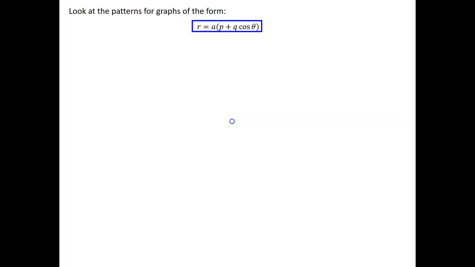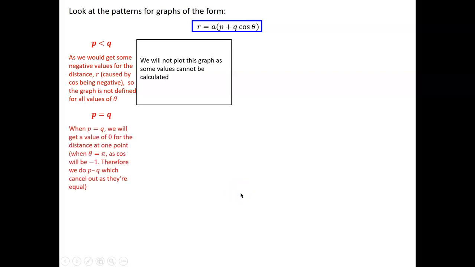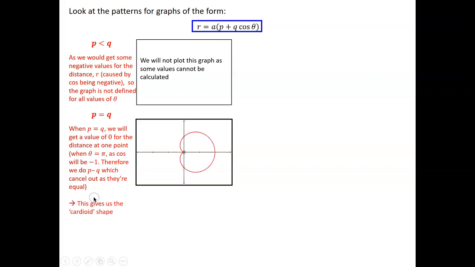So when P is less than Q, we're not actually going to look at that today, but when I show you how to do this on your CAS, you can pop it in and have a look at what they look like. When P is equal to Q, we'll get a value of 0 for the distance at one point. That's when theta equals pi, because cos will be -1 at that point. Therefore, P minus Q cancel out as they're equal, and that gives us this cardioid shape that we saw before.